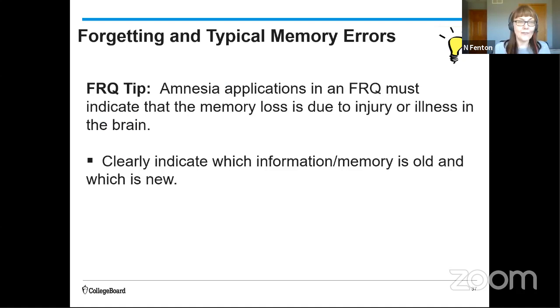An FRQ tip for amnesia on FRQs is that you have to indicate that the memory loss is due to injury or illness, versus interference where the memory loss is due to blocking.